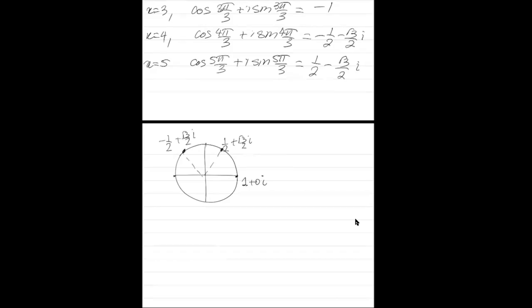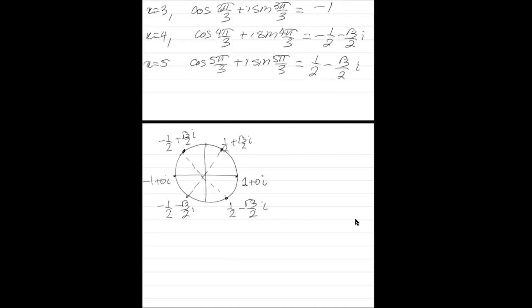And then we got negative 1, which is negative 1 plus 0i. And then we got 4 pi over 3 for that angle, negative 1/2 minus root 3 over 2i. And then we got 5 pi over 3 right here, and that is 1/2 minus root 3 over 2i.